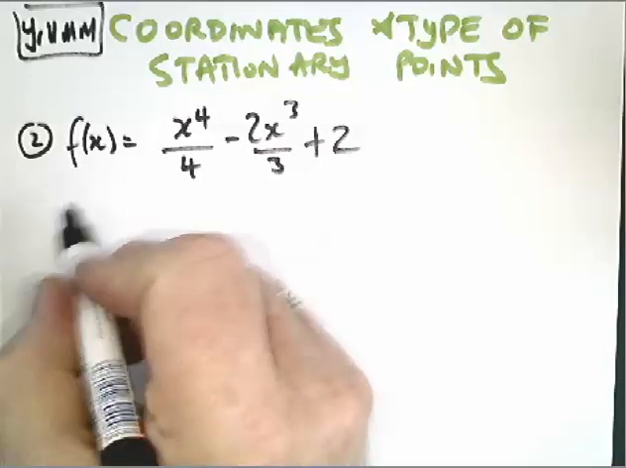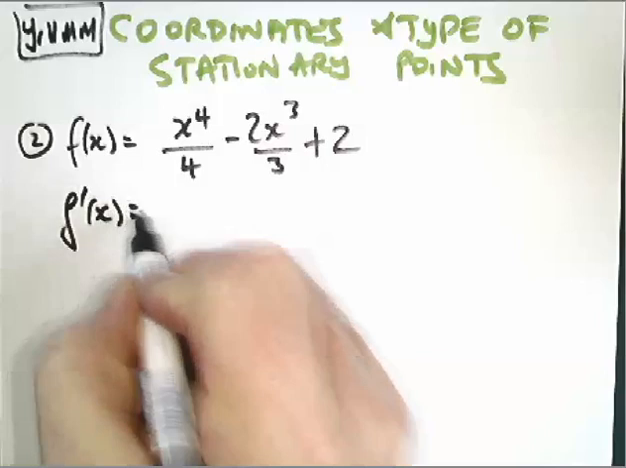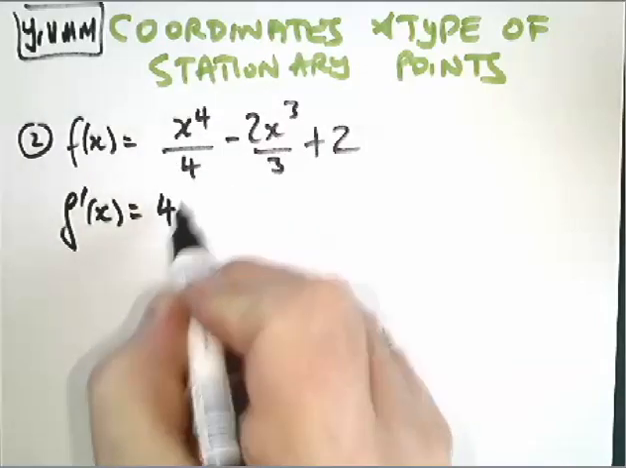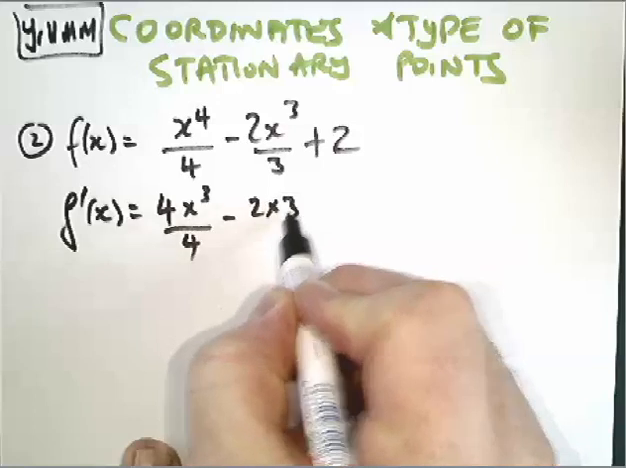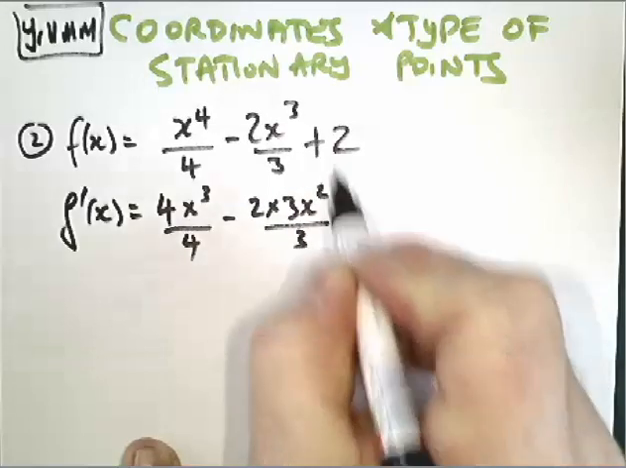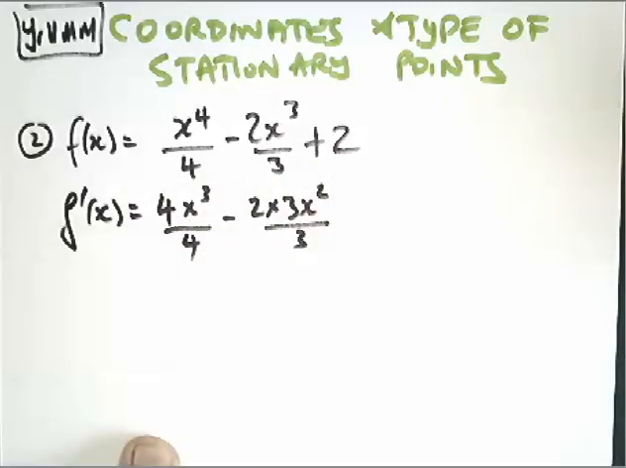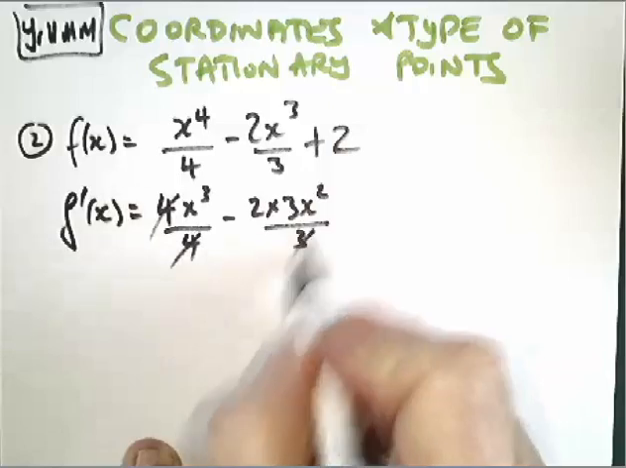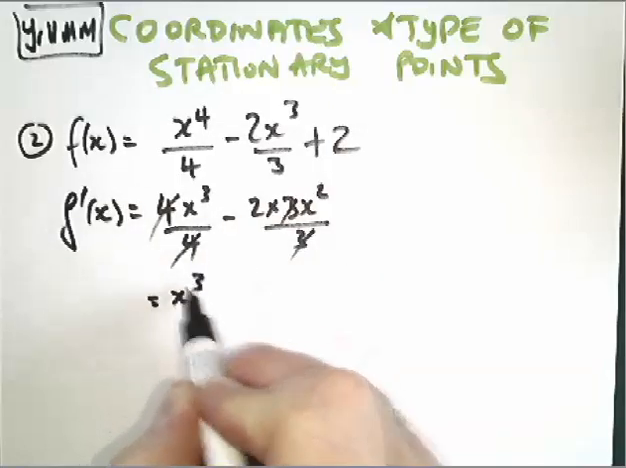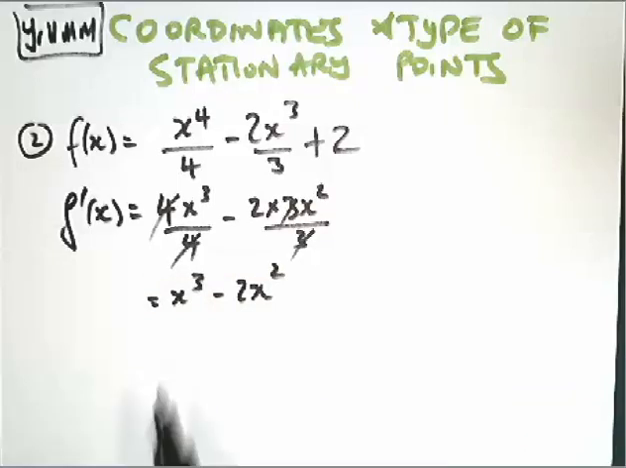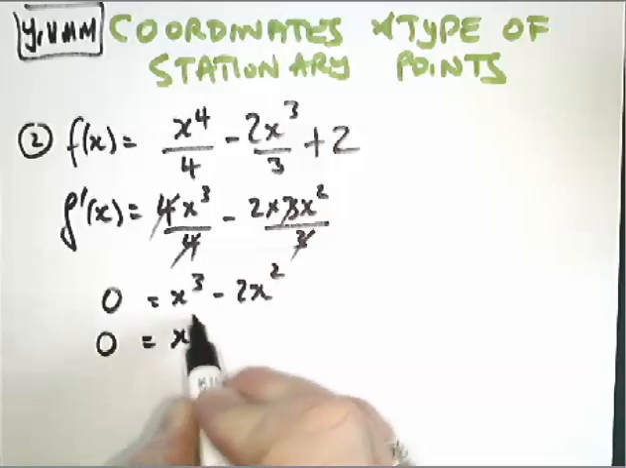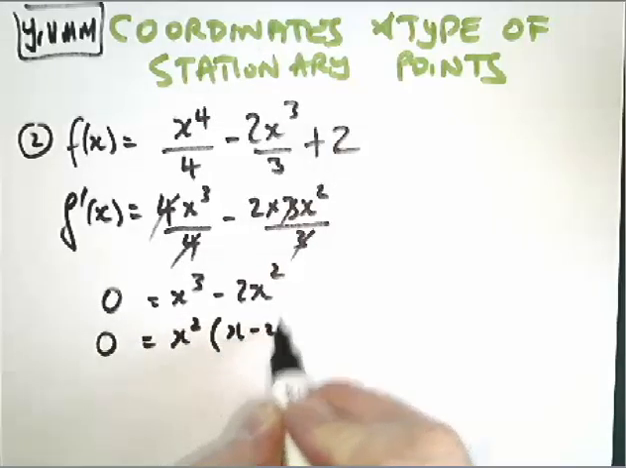So I'll take the derivative, f dash of x will equal 4 comes down, x to the power of 3 over 4, minus 2 times 3, x to the power of 2 over 3, and the derivative of 2 is 0. 4 cancels with 4, 3 cancels with 3, to leave x cubed minus 2x squared. And if I set that equal to 0, I can find when the gradient is equal to 0. If I factorise that, x squared comes out as a common factor, x minus 2.